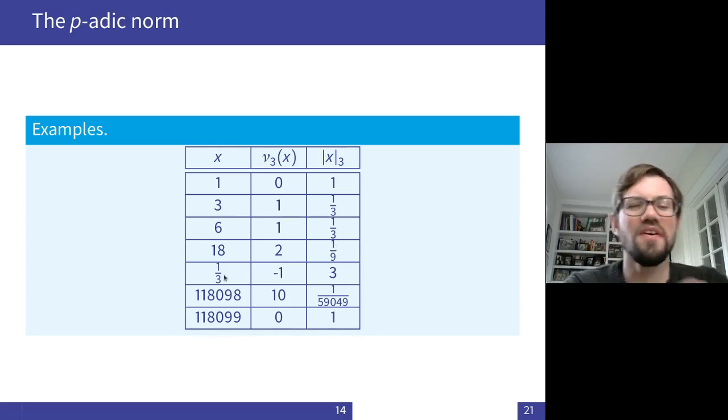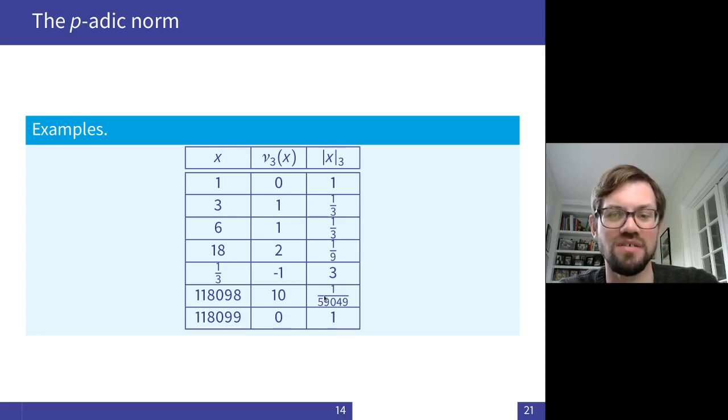Well, what about 1/3? So now we have something in the denominator. Remember, if 3 divides the denominator of our rational number, then we get a negative valuation, which means we're going to get a norm that's bigger than 1, in this case 3. And then, here's a really big power of 3 that gives us a valuation of 10. So this number is a big integer, but it's tiny in the 3-adic valuation.